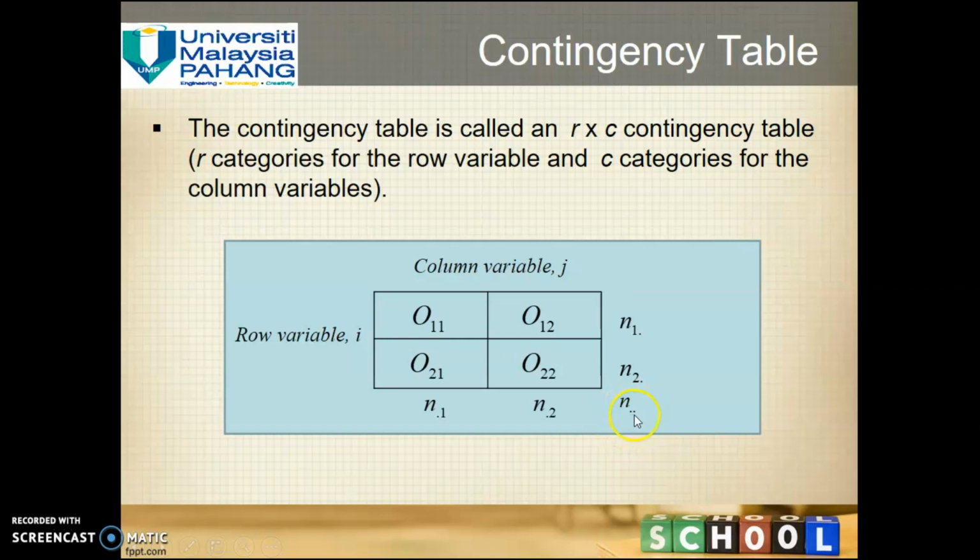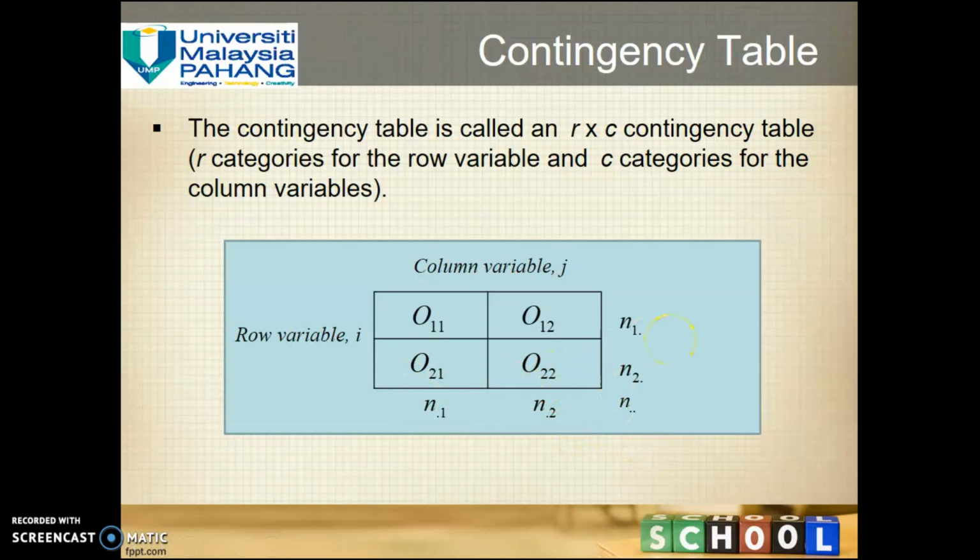Then the total data is N dot dot, where dot dot means summation, so total data. You can calculate N dot dot from N1 dot plus N2 dot, or from N dot 1 plus N dot 2, and you will get a similar value because it is the total data. Or you can calculate O11 plus O12 plus O21 plus O22. We will use these summations to calculate E.